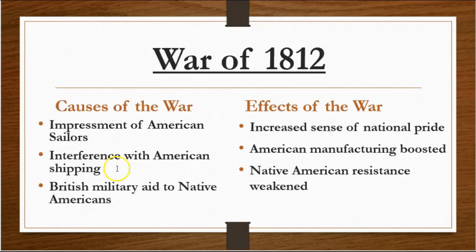So the War of 1812 in summary, what were the causes and what were the effects? Here's the causes. The War of 1812 was caused by the impressment of American sailors. It also was caused by the interference of American shipping. And finally, it was caused because the British were aiding the Native Americans in the United States. What were the effects of the war? What's the outcome of the war?